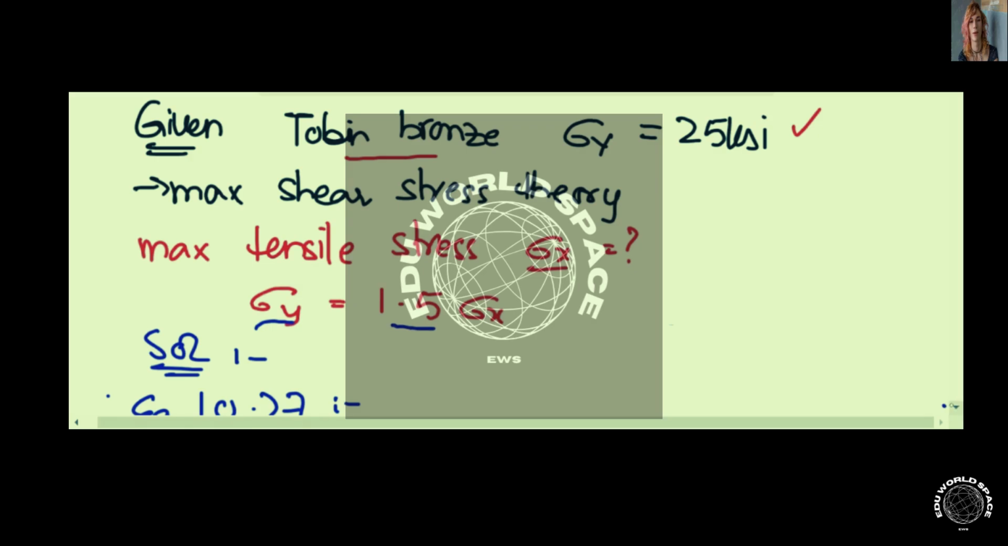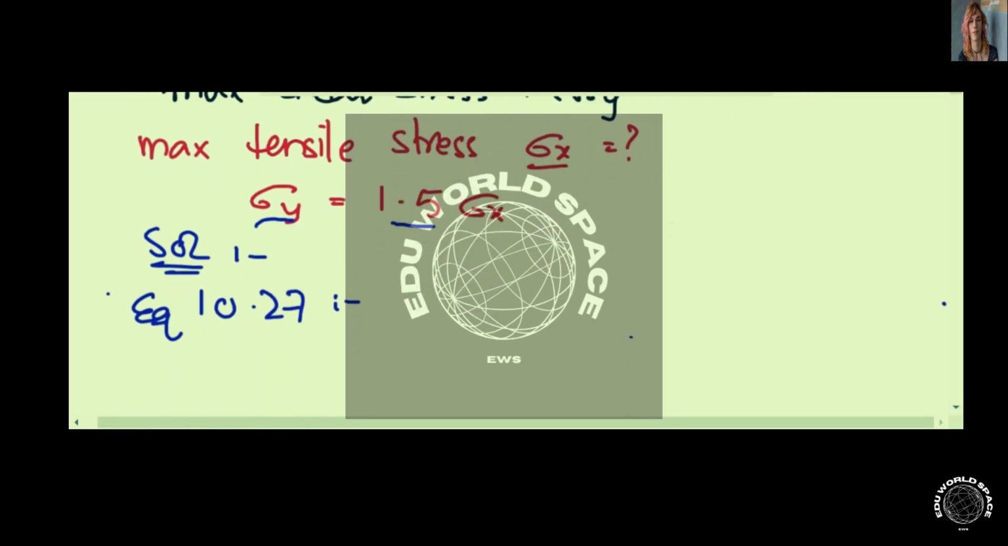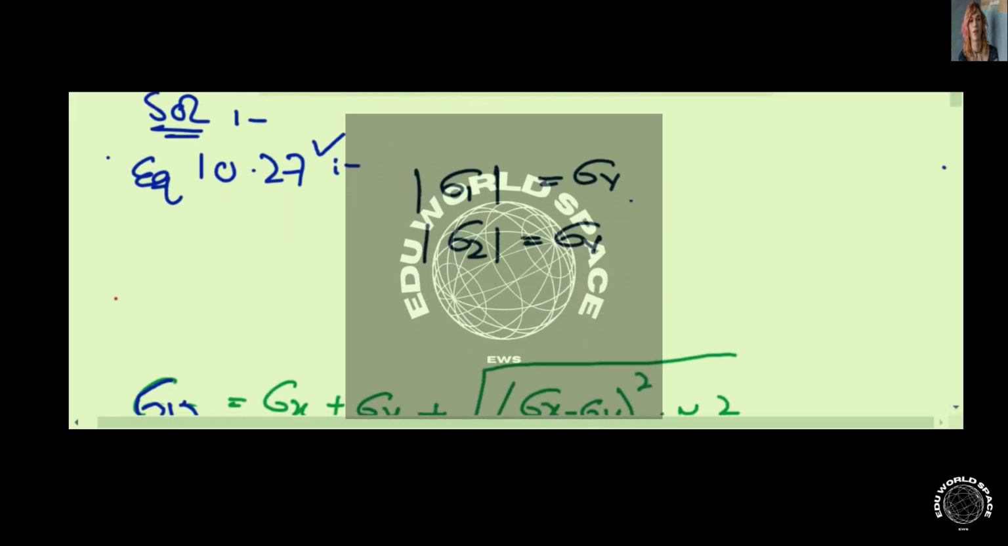So for the magnitude, we are going to use equation 10.27 because the maximum shear stress theory for our case had the same sign, and that is given by equation 10.27. So the principal stress sigma sub 1 is equal to the yield stress, and the principal stress sigma sub 2 is also equal to the yield stress. And for that, we need to find out the magnitudes of sigma sub 1 and sigma sub 2, that are the principal stresses.